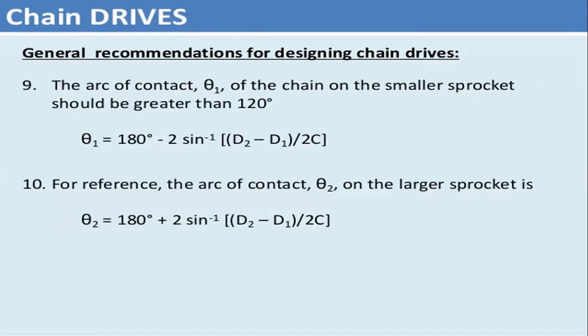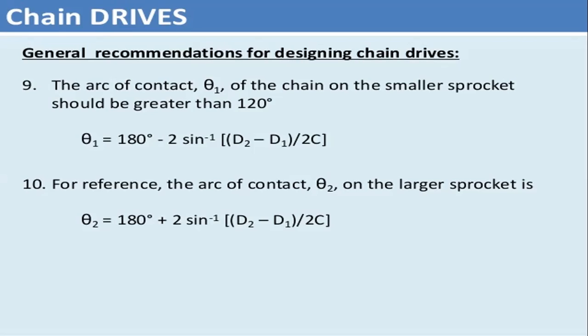Then the arc of contact, theta 1, of the chain on the smaller sprocket should be greater than 120 degrees, and theta 1 is taken as 180 degrees minus 2 sine inverse of (d2 minus d1) by 2c. That is the arc of contact for the smaller sprocket.